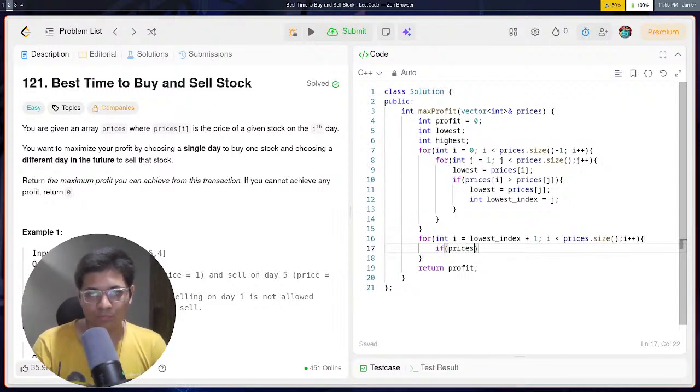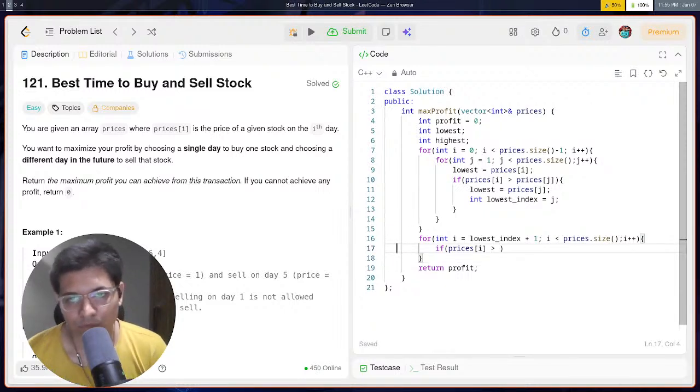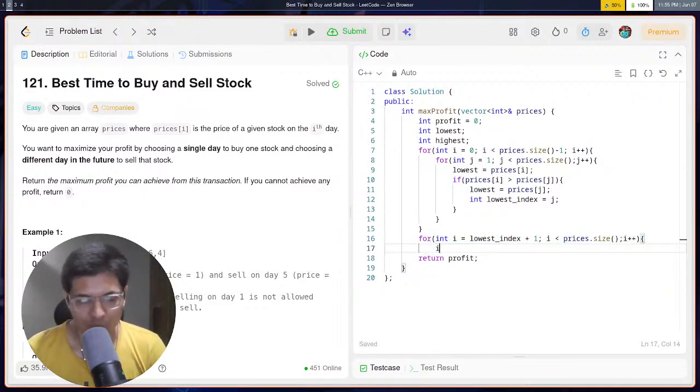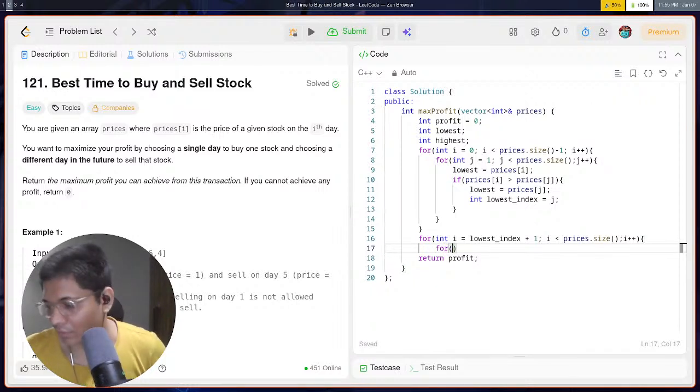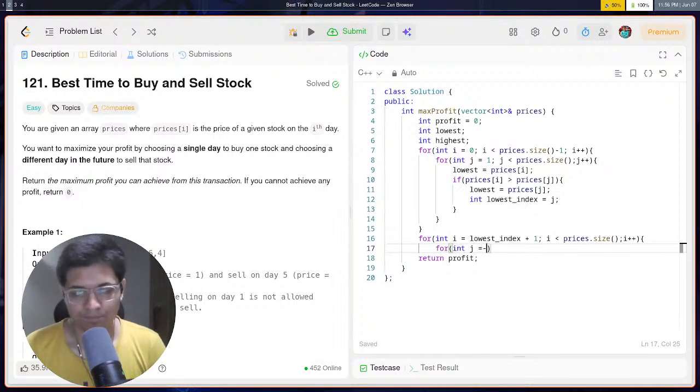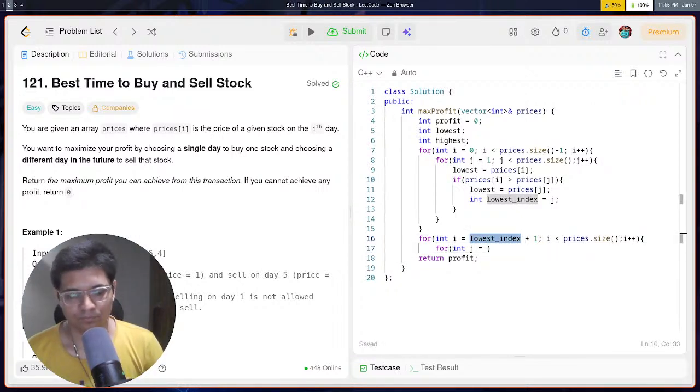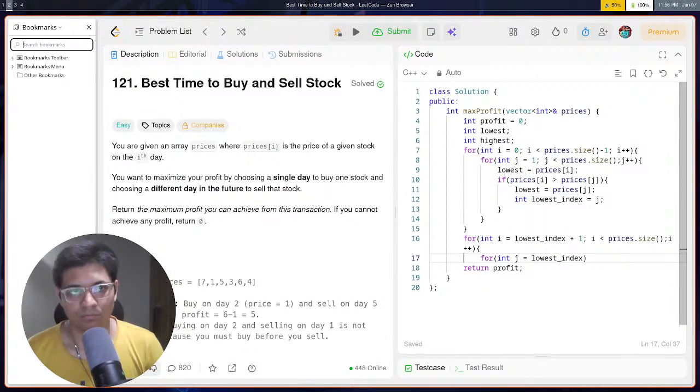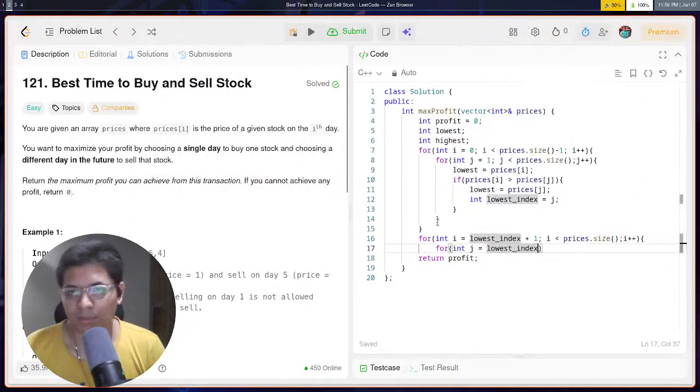If price is i greater than. I'm telling you, bro, this is some kind of algorithm I have never encountered.